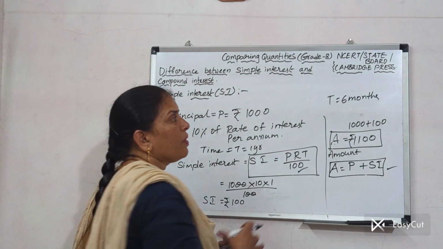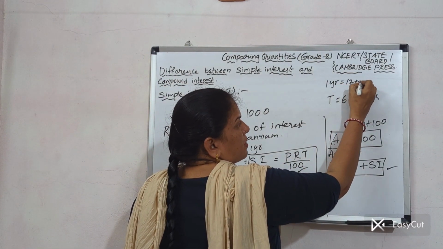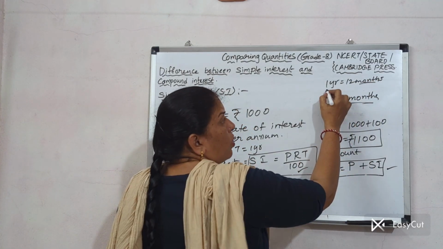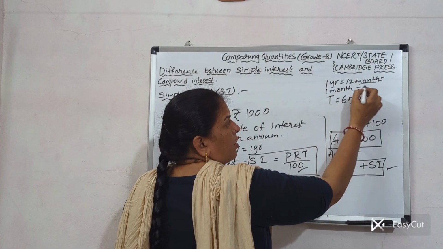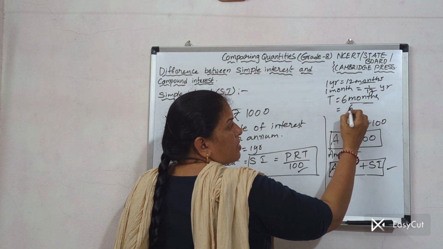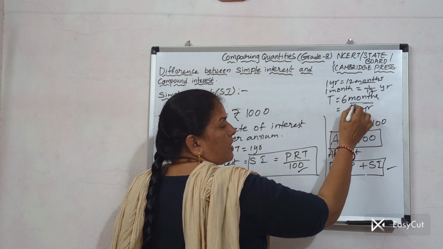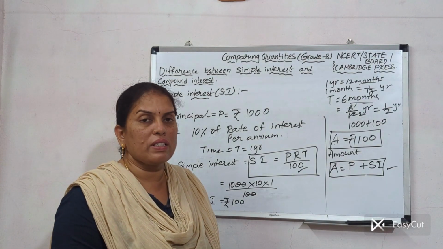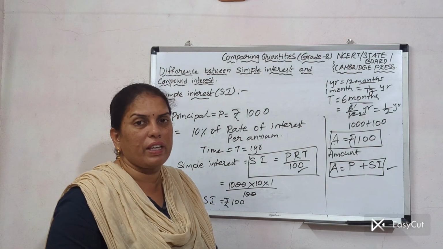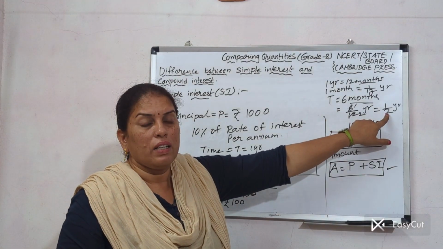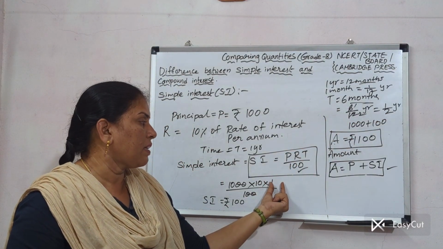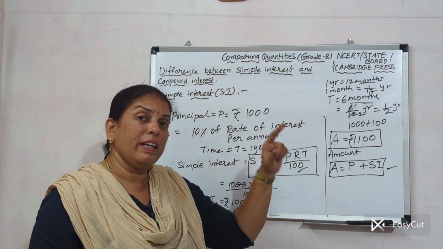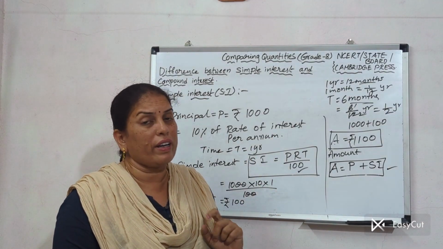1 year, how many months? 1 year is equal to 12 months. I want to convert months into years. So, 1 month is equal to, cross multiply, 1 by 12 year. So, 6 months is 6 by 12 year. 6 1s are 6, 6 2s are 12, so it is 1 by 2 year. 1 by 2 is nothing but half. Half of the year. 6 months means half of the year, no? I converted this into years. Then only I need to substitute here. Otherwise, it becomes wrong. This formula is for years only. We need to enter in years only, not in months.